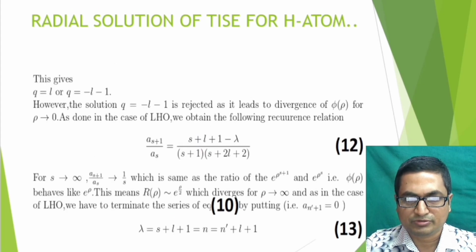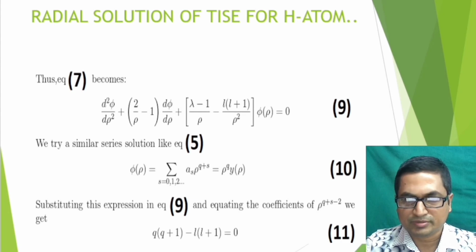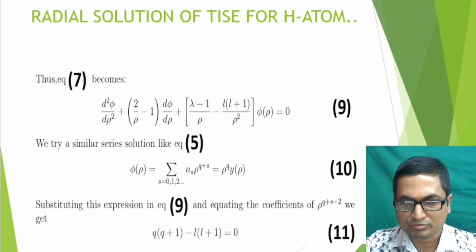Now equation 7 becomes the one given by equation 9 after putting 8 in 7 and doing some simplifications. To solve equation 9, as in the case of the linear harmonic oscillator, we try a series solution like this one, rho to the power q plus s, with s going from 0, 1, 2 and so on, or we can put it as rho to the power q and y as a function of rho. So equation 10 is simply a series solution of equation 9. Substituting 10 in 9 and equating the coefficients of rho to the power q plus s minus 2, we get a relation like q into q plus 1 minus l into l plus 1.